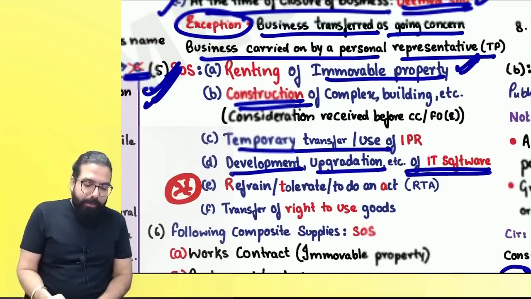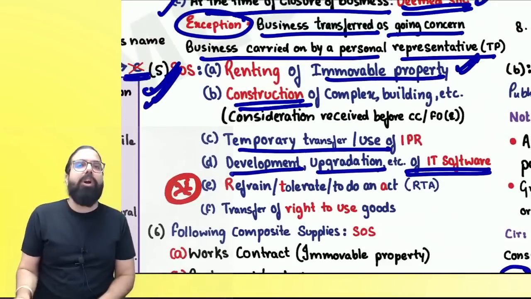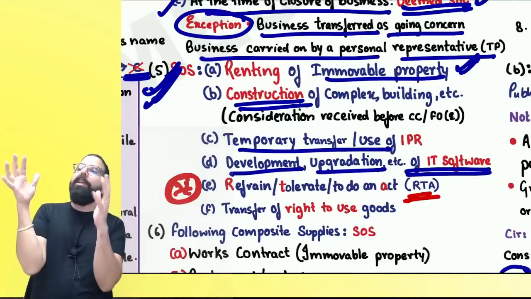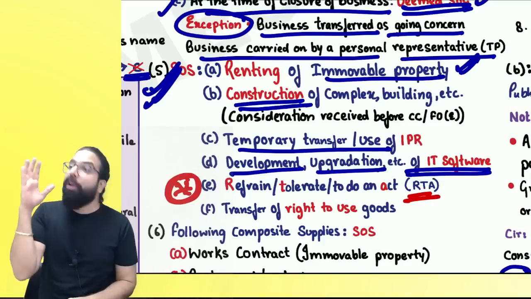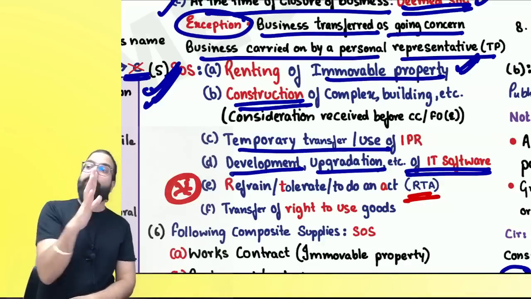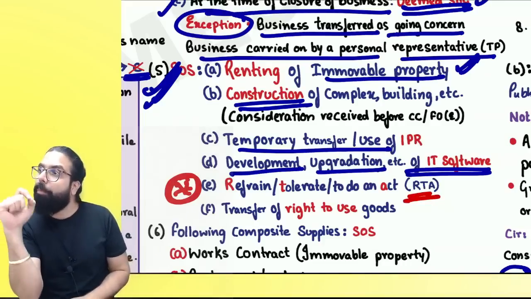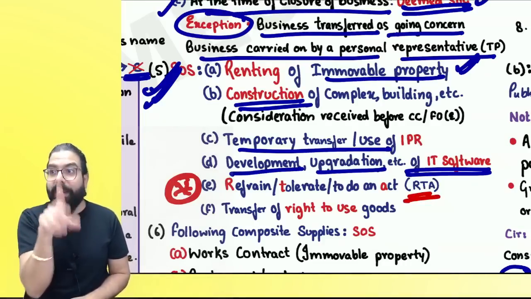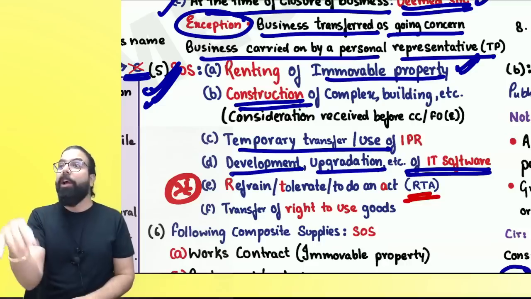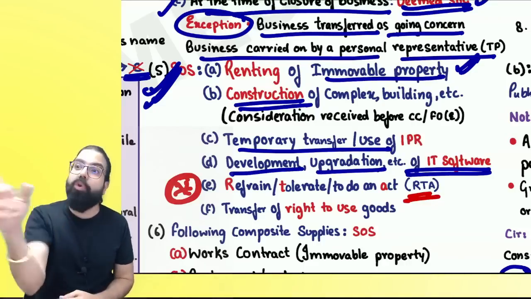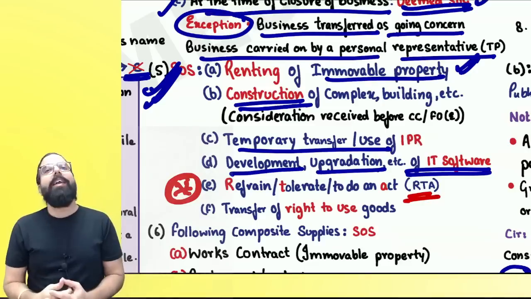When you read this RTA, refrain, tolerate, or do an act, the whole line from your book, the law says agreeing to the obligation to refrain, tolerate or do an act. So if I am agreeing to the obligation to refrain, or to tolerate, or to do an act. For example, agreeing to refrain.